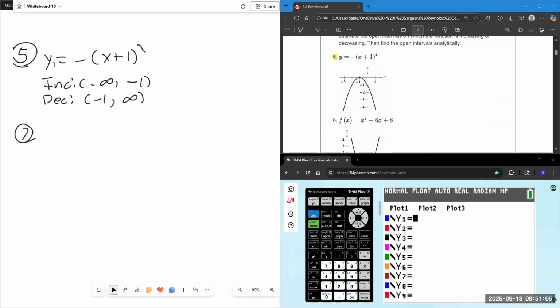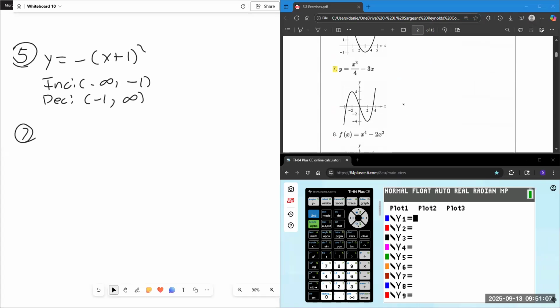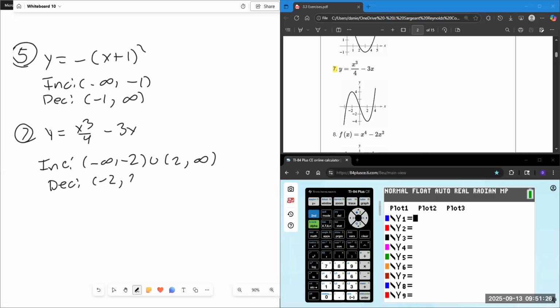Number 7, similar question, the graph is y equals x cubed minus 4 minus 3x, and looking at that graph, it's increasing on negative infinity to negative 2, union 2 to infinity, and it's decreasing between negative 2 and 2. Notice these are open intervals. It's not increasing or decreasing at the minimum or maximum point.